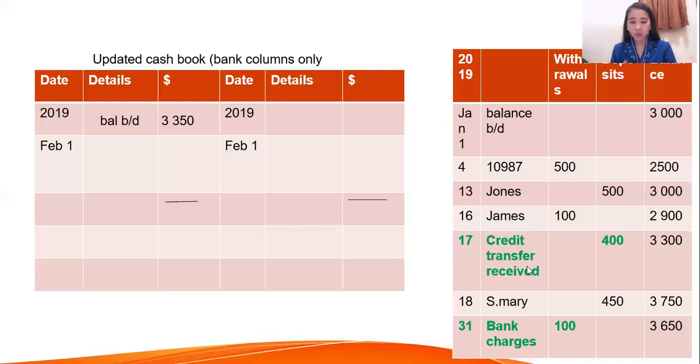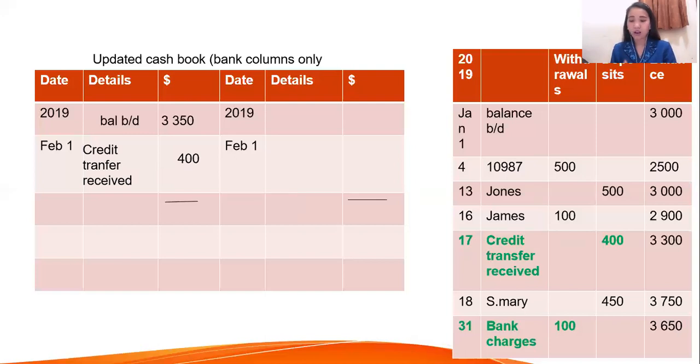So basically, there are two transactions. The first one is date 7th, credit transfer received, 400. And the second one is bank charge 100. If it is a deposit, it increases the cash book. Increase the cash book, we put on the debit side. That's why we put credit transfer received 400. Okay, is that clear?